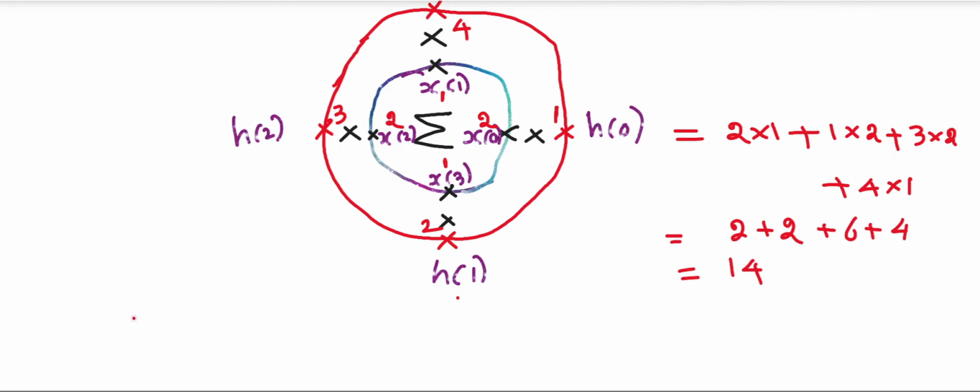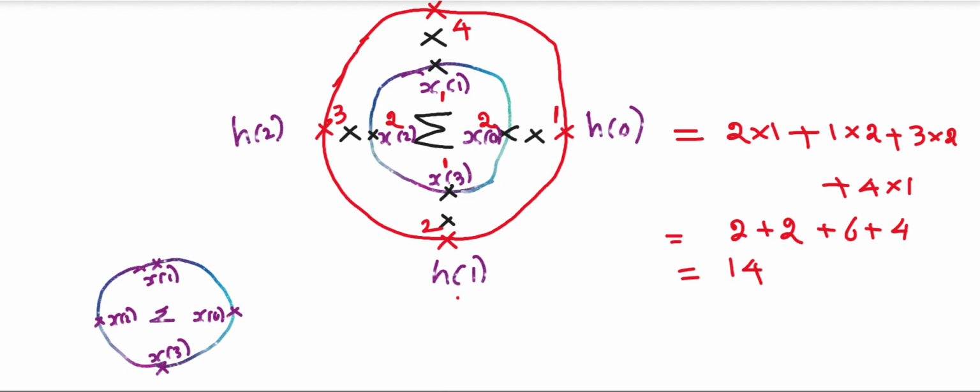For the second value, keep the inner circle as such. The inner circle values are x of 0, x of 1, x of 2, x of 3. Then the outer circle.